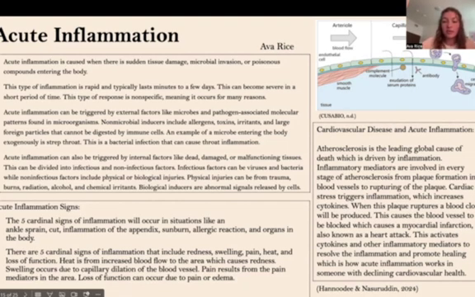When this plaque ruptures, a blood clot will be produced. This causes the blood vessel to be blocked, which causes a myocardial infarction or a heart attack. This activates cytokines and other inflammatory mediators to resolve the inflammation and promote healing, which is how acute inflammation works in someone with declining cardiovascular health.